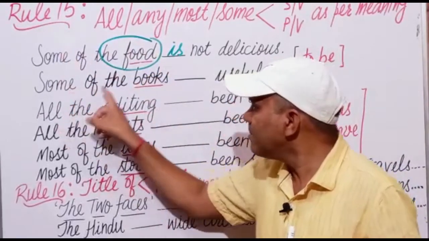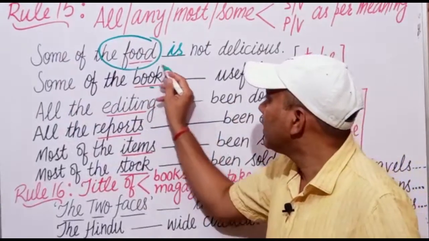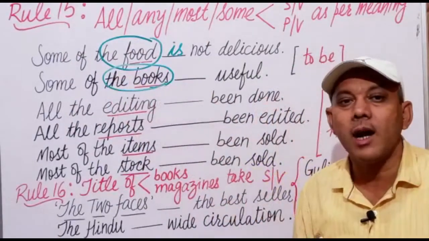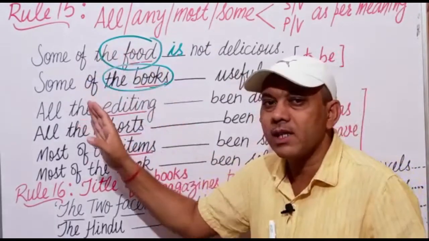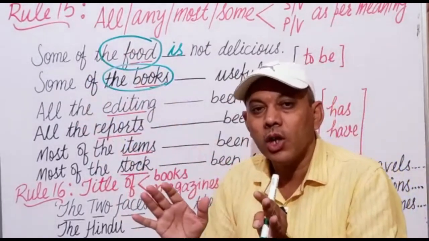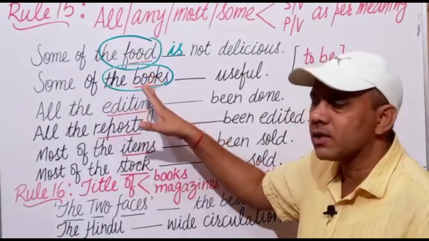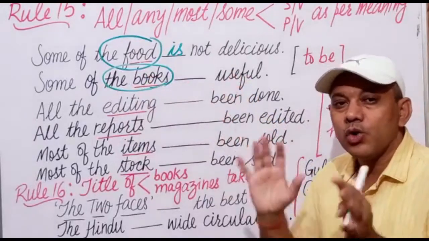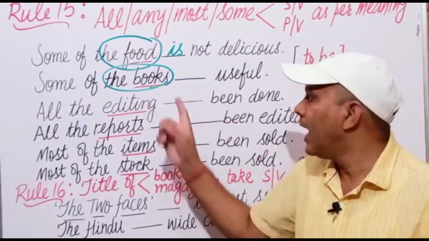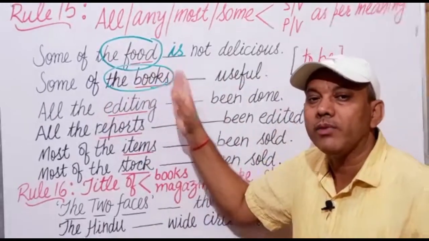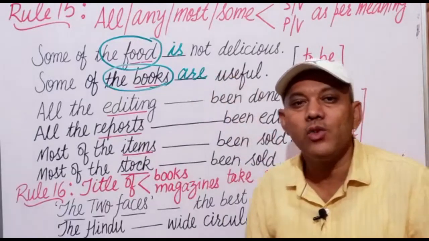Next is some of the books, but in the next sentence, some of the books, the word the books is a plural noun, a plural subject, and some of the books means more than one book. There are a pile of books on the table and some of the books dash useful. Some. There are a pile of books on the table and some of them, some of the books are useful to me. Are useful.